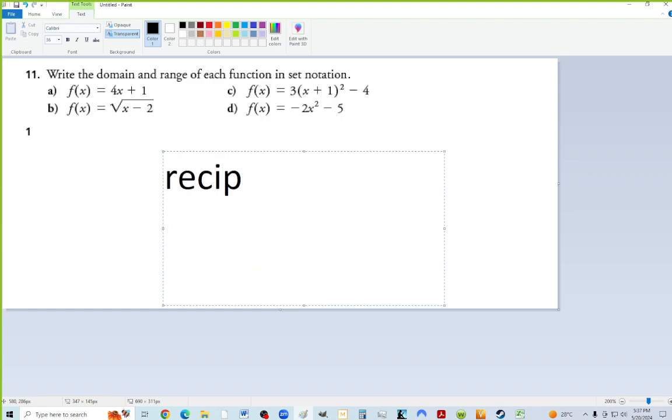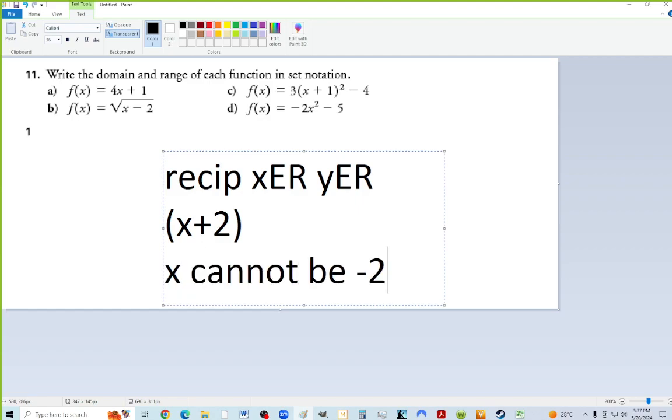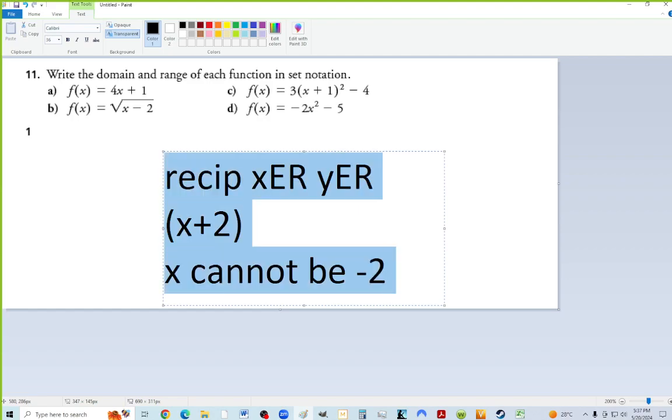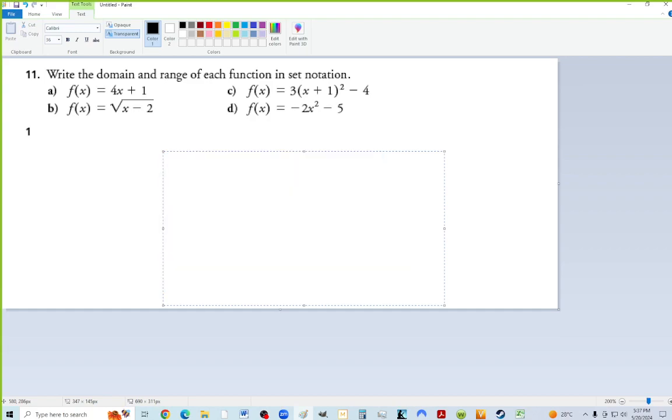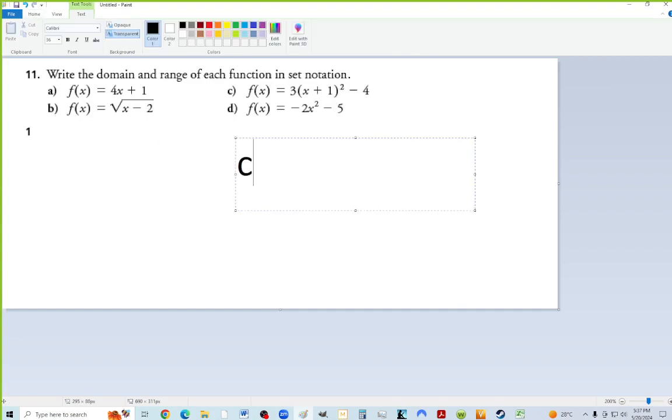Reciprocal is x∈ℝ, y∈ℝ. You just have to see where it's been translated. If it's been translated up, y cannot be that number. If it says something like x plus 2 in the denominator, x cannot be minus 2, the opposite. They're called asymptotes. So that's the three rules. So now keep going. The next one, C, is a parabola.